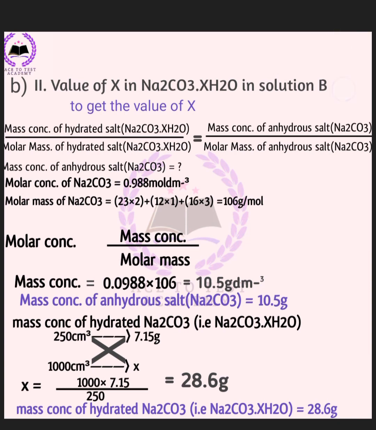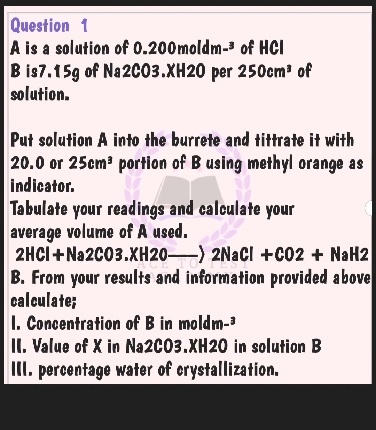Now let me show you something in the question. Take a look at this, please. B is 7.15 g of Na2CO3.xH2O per 265. Now gram per volume is mass conc.